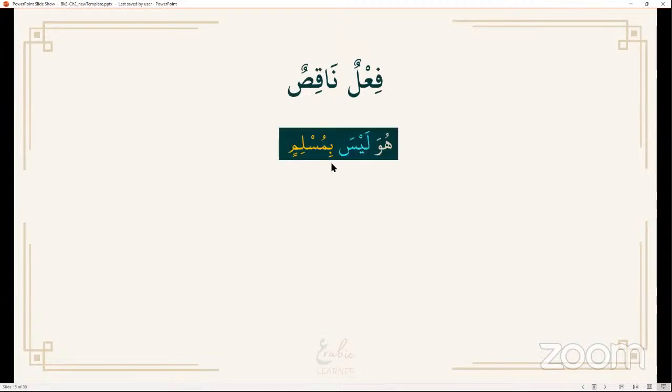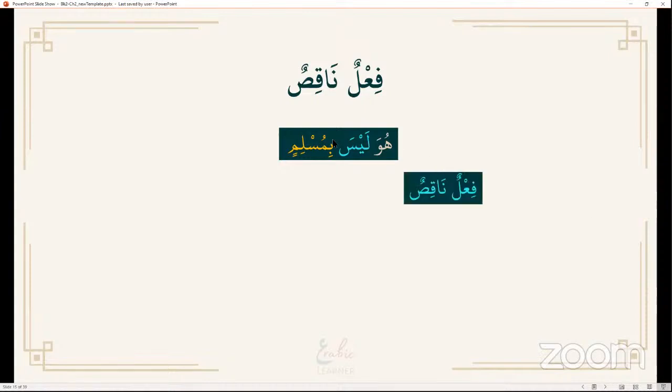Huwa laysa bi Muslimin. We can even say that. Actually, there is no need of huwa, because Laysa already has huwa hidden in it. It's mustatir. Laysa bi Muslimin still means he's definitely not a Muslim. If I am saying huwa Laysa bi Muslimin, then I mean he definitely is not a Muslim. Okay? I'm telling it in a different way, again stressing it more.